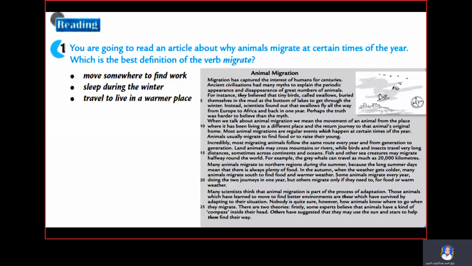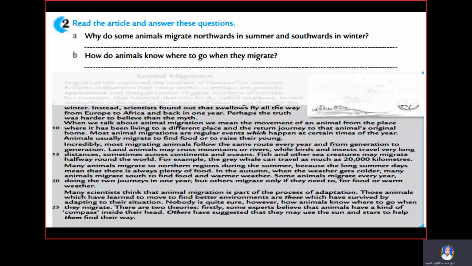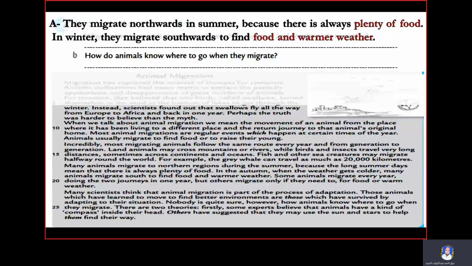They migrate northwards in summer because there is always plenty of food. In winter, they migrate southwards to find food and warmer weather. So they migrate northwards in summer because there is always plenty of food. In winter, they migrate southwards to find food and warmer weather.